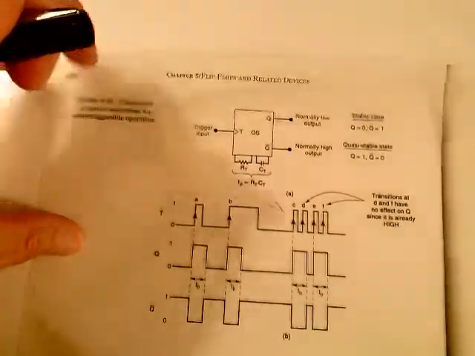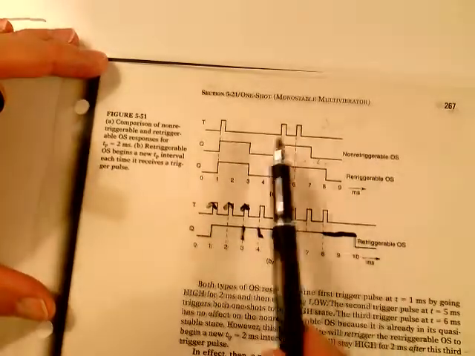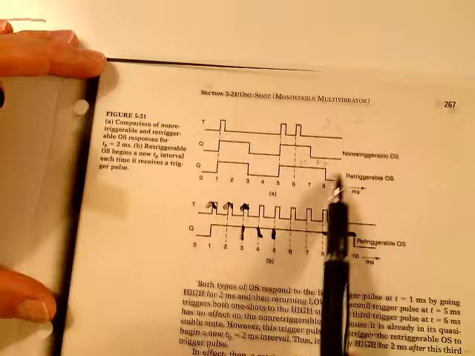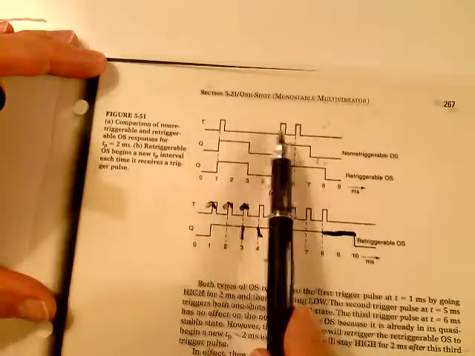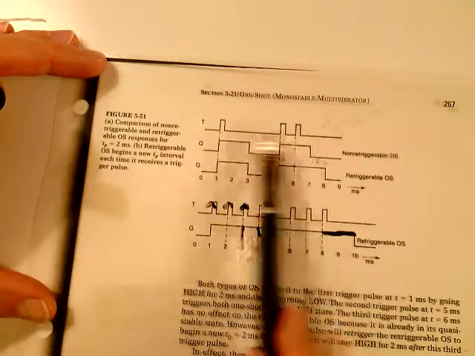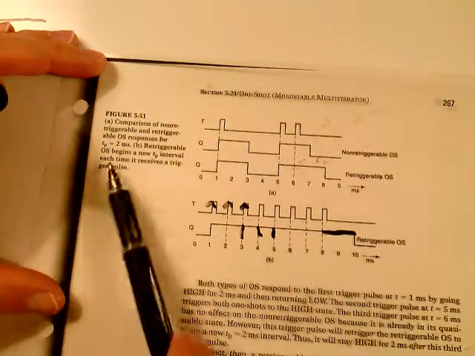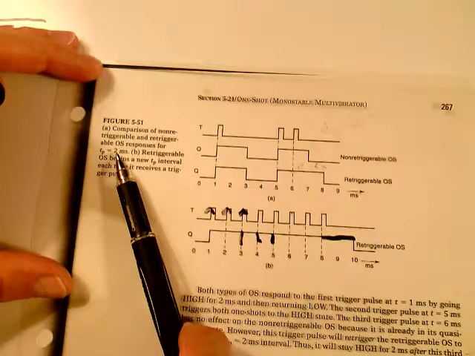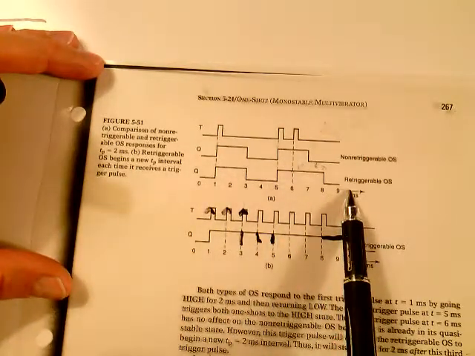Let's take a look at the next page. They do a pretty good job on this, and I want you to notice that this is how a non-retriggerable one works here. And this is how a retriggerable would work, and here's the pulse. Here's the positive edges of a trigger. Non-retriggerable and retriggerable. They're talking about a 2 millisecond interval here. T sub P is a 2 millisecond interval. So you can see here that here's time down below here.